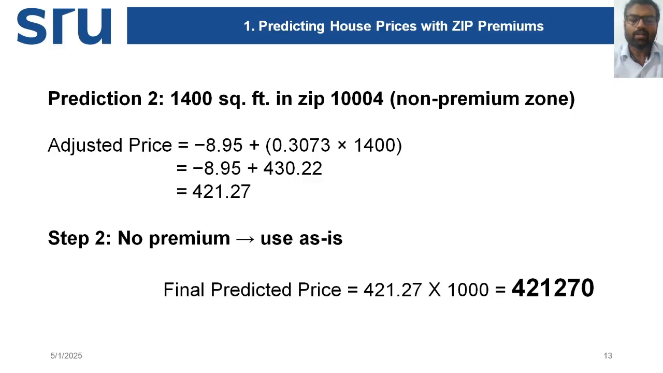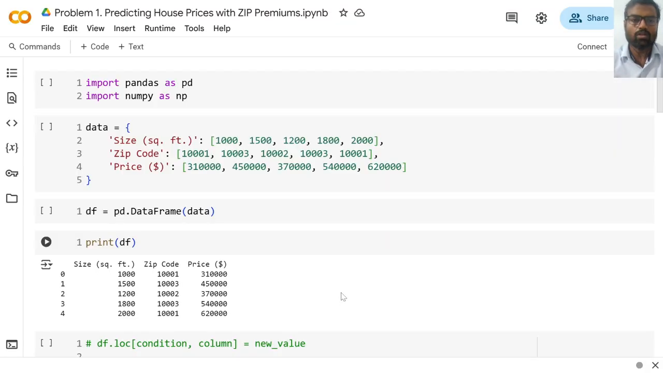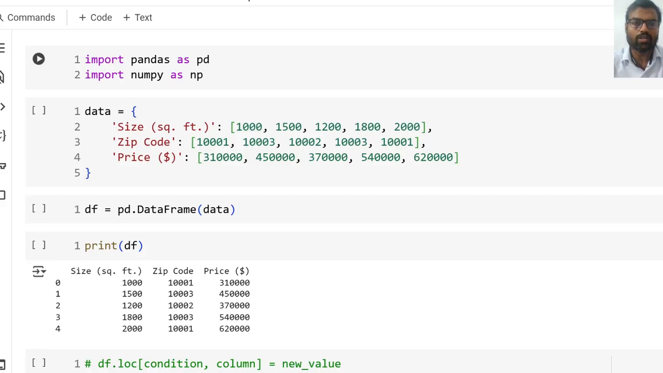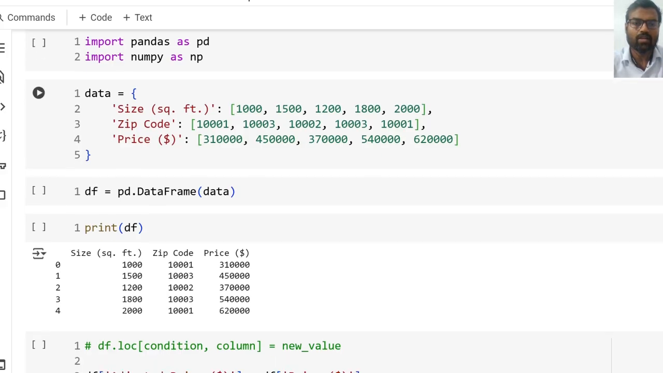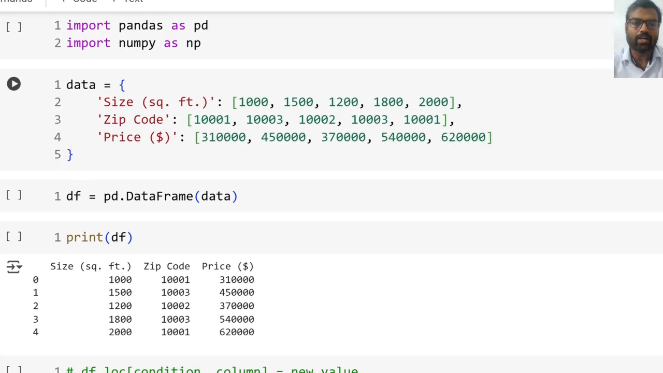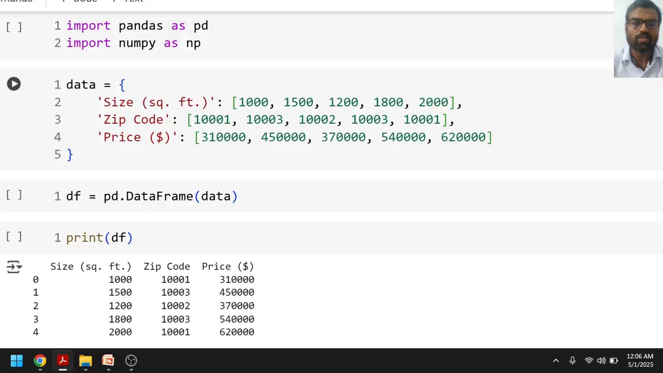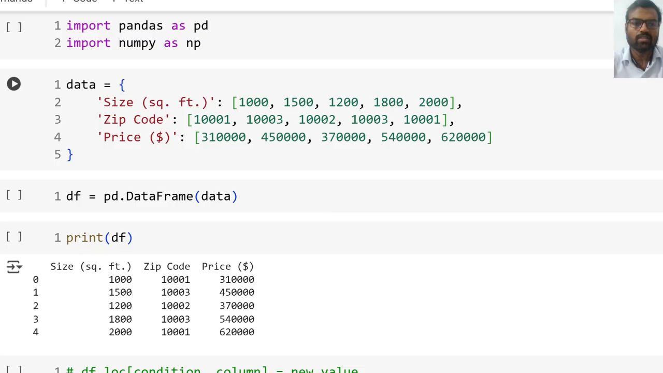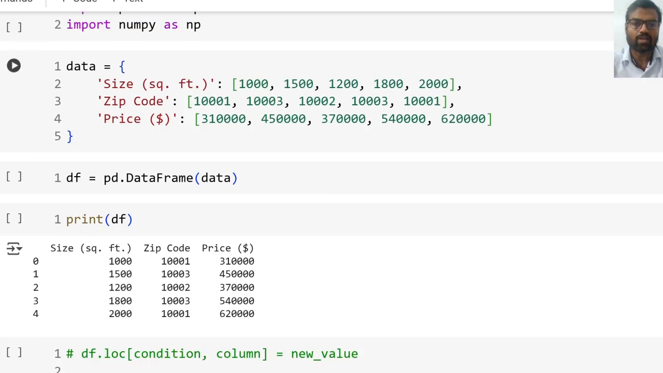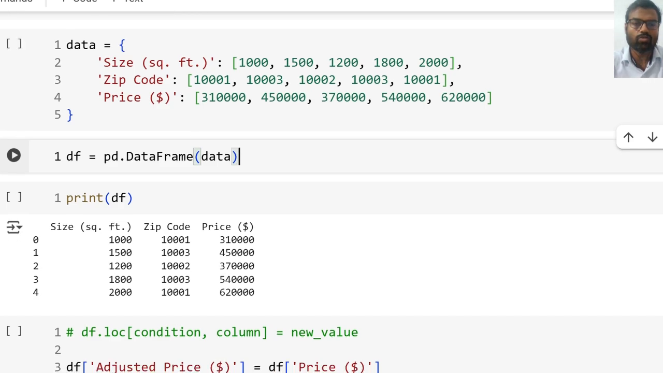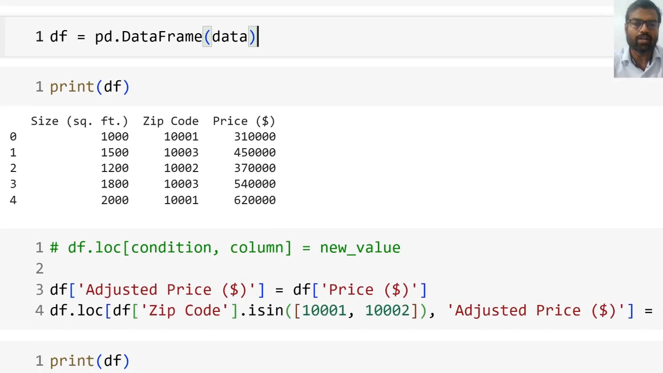This is the way. Let's have a look at the code now. Here I just imported pandas and numpy, and I'm feeding in my data. This is the data set given. I'm feeding it in as a dictionary with lists of values. Then I'm converting this data dictionary into a data frame, using pandas, and printing it out.